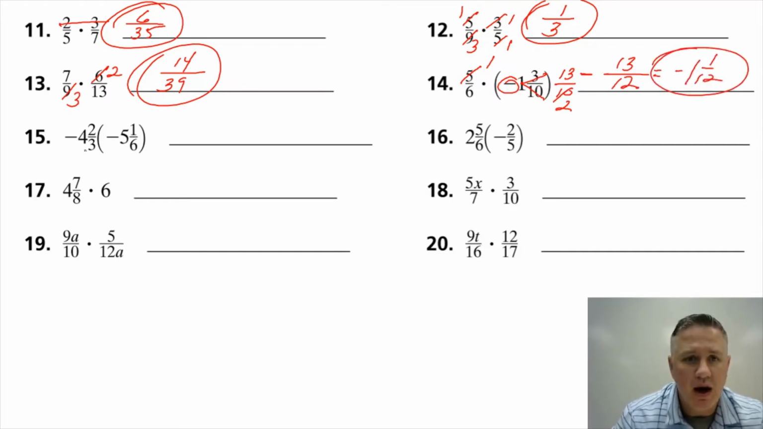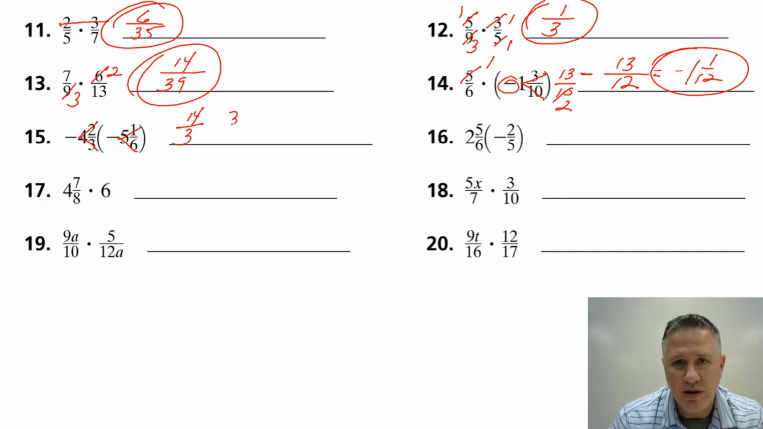Okay, I'm going to estimate here to make sure that I'm in the right ballpark when I get my answer. This is closer to 5, and this is closer to 5. So 5 times 5 is 25. So I'm assuming my answer is probably going to be around 25. 4 times 3 is 12, plus 2 is 14/3. This guy is going to be 31/6. Got to make him improper, right?